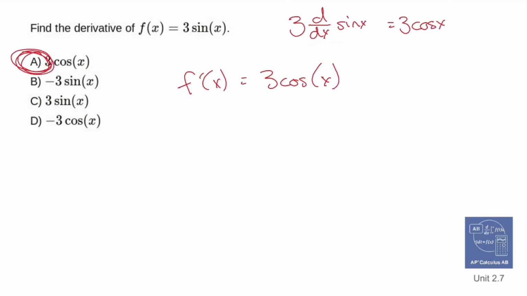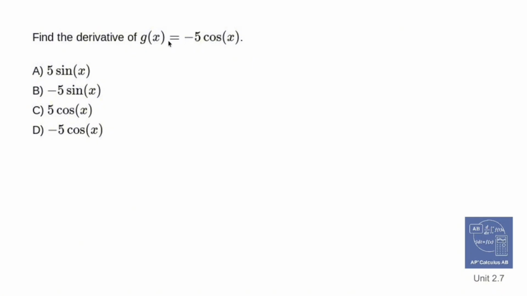So pretty simple stuff. Find the derivative of g of x equals negative 5 cos x. The rule for the derivative of a cosine is the derivative of cos x is going to equal negative sine x. So if I were to throw a negative 5 in front of cos x, I might as well just take that negative 5 out there because it's just a coefficient, and my d dx has nothing to do with it. And so I would multiply this whole thing by negative 5.